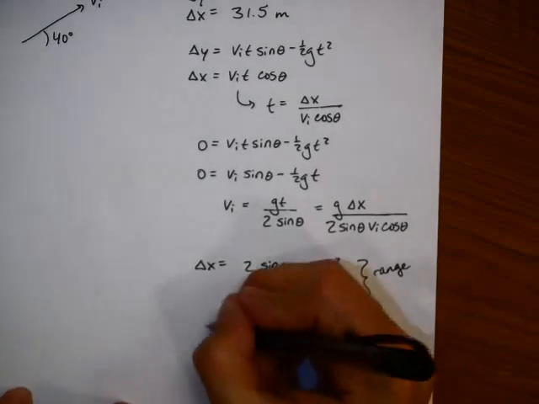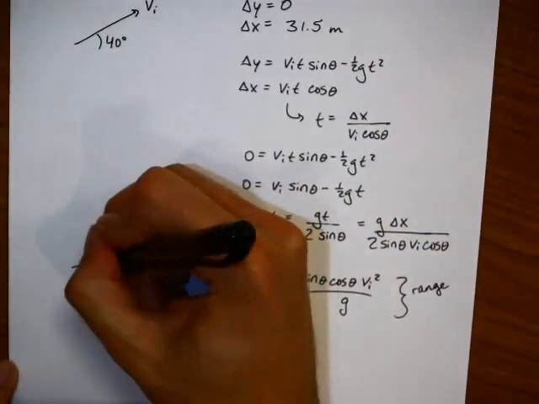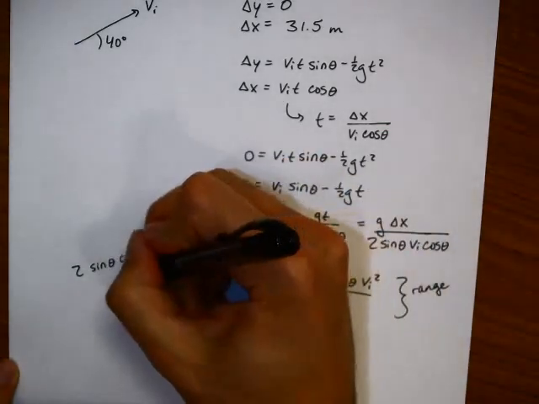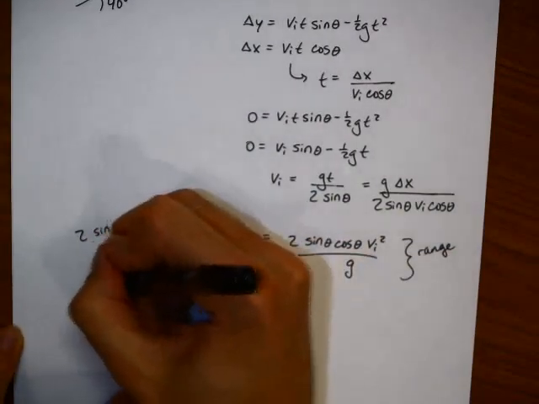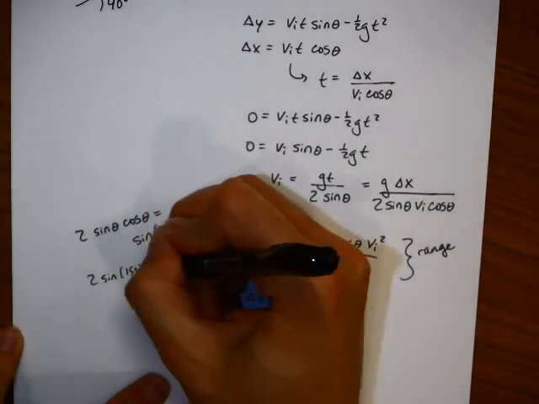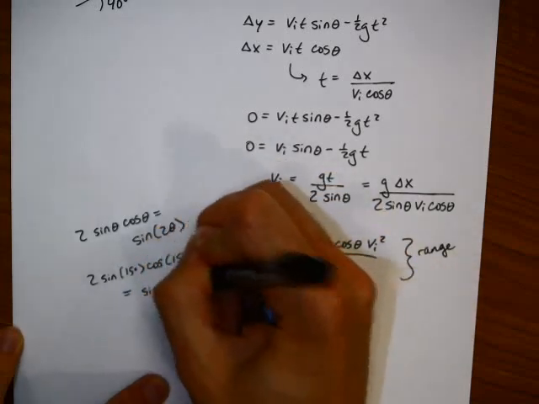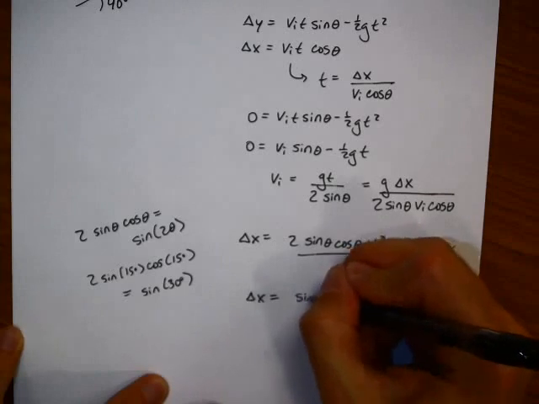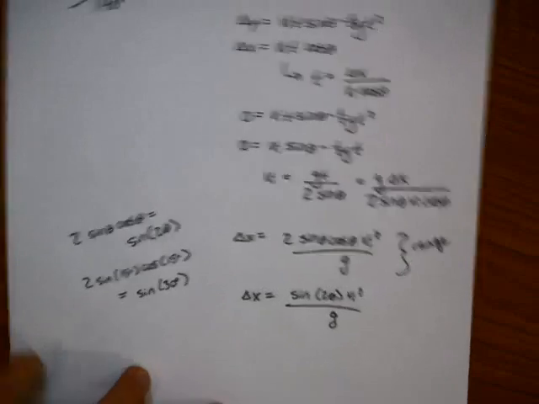And if you know a bit of trig, you will realize there is a trig identity that says that 2 times sine of an angle times cosine of that same angle is equal to sine of 2 times that angle. For example, 2 times sine of 15 degrees times cosine of 15 degrees equals sine of 30 degrees. Okay, that's a nice thing to know. That allows us to clean up this expression. We can now say that sine of 2 theta Vi squared over g is our range.